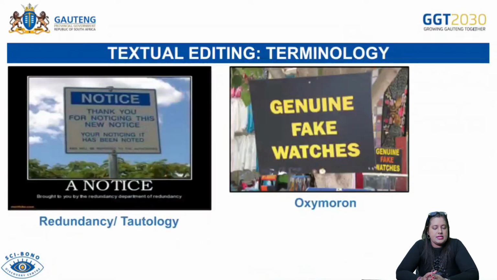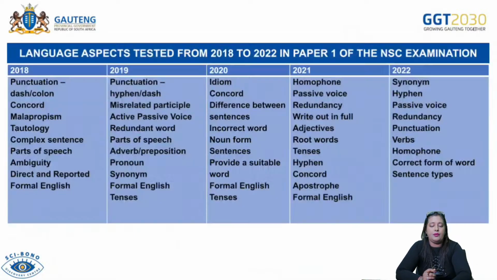Right. Redundancy and tautology again there for you. Please go over it. Oxymoron, genuine fake watches. Come on, that should definitely make sense to you in terms of the oxymoron, right? And then here's a synopsis of what happened from 2018 all the way to 2024. Now, grade 12s, do yourself a favor. Once this lesson is done, go back, take the papers of the NSC and look at question 5.